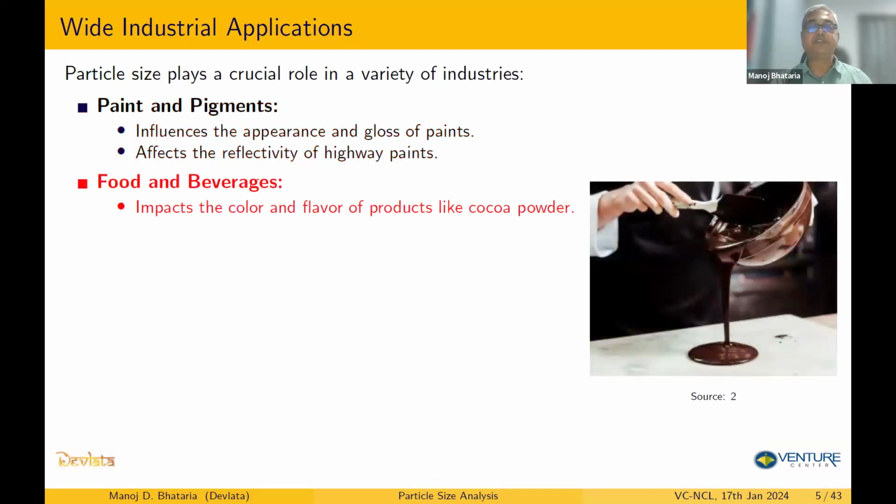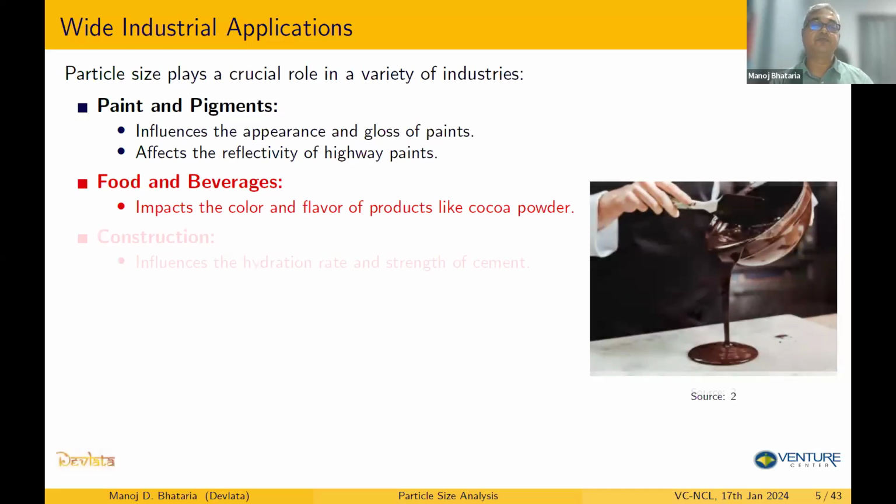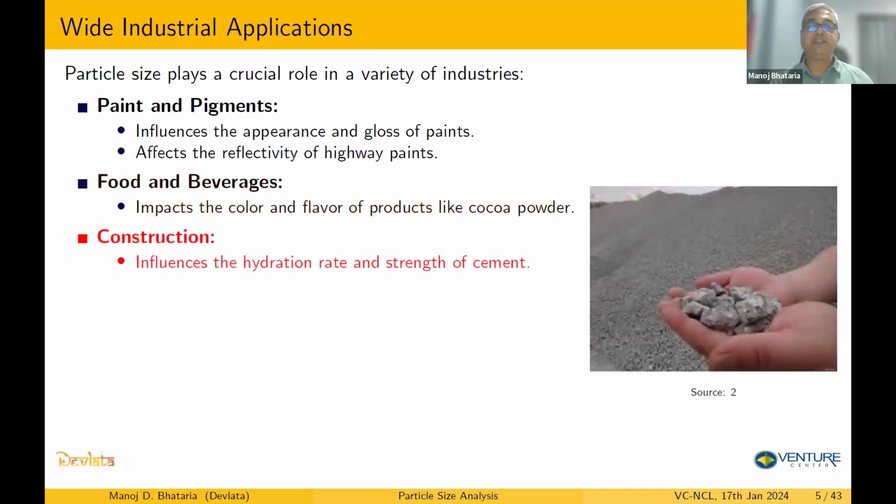In food and beverages, the color and flavor of products like cocoa powder can be affected by that. In fact, cocoa powder is just one example. There are other products where it can be useful. Hydration and strength of cement. In cement, concrete, when you prepare it, the particle size is important.